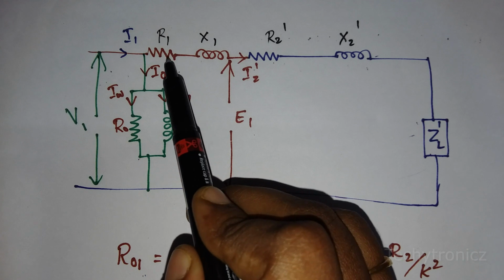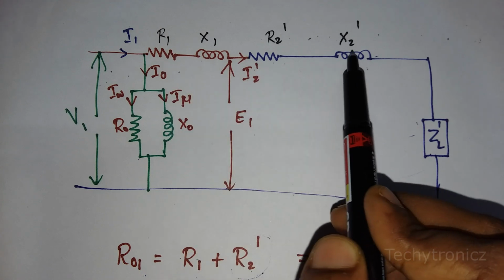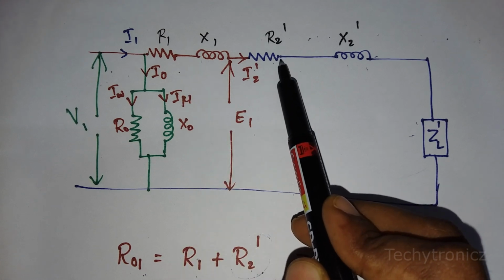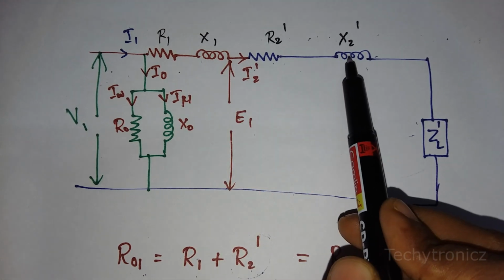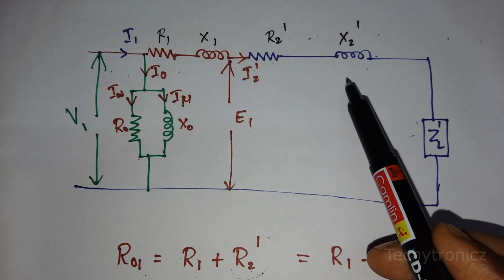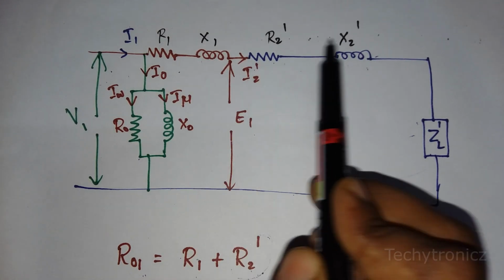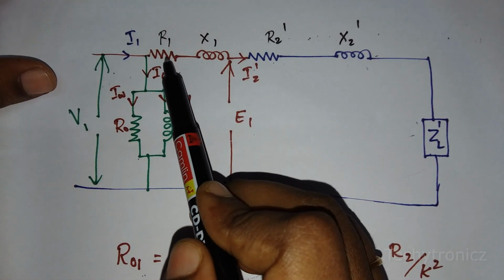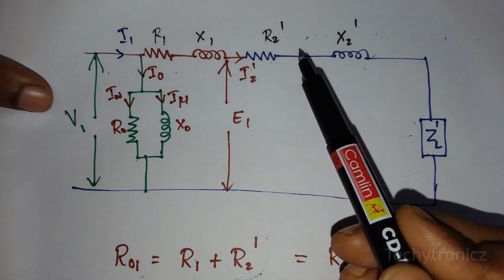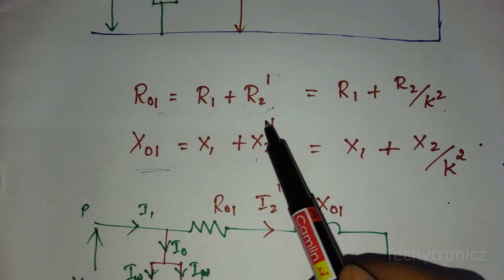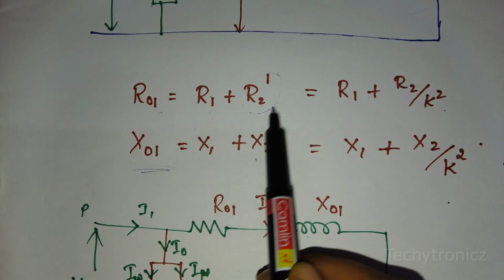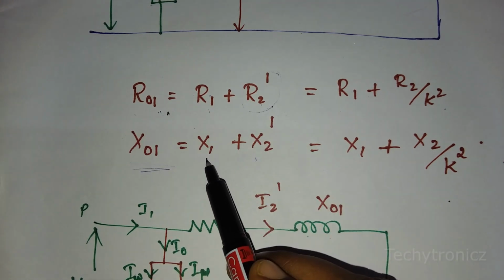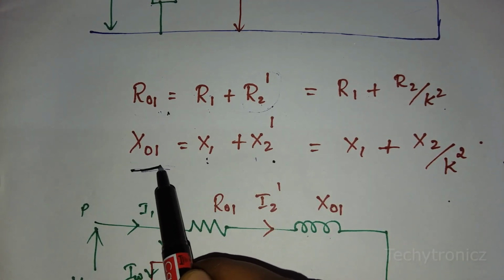From this we can understand that resistance and reactance are connected in series, right? Resistance R1 and R2 dash are connected in series, and reactance X1 and X2 dash are connected in series. Now we can add these two resistances and these two reactances. The sum of R1 and R2 dash is R01, and the sum of reactance X1 and X2 dash is X01.